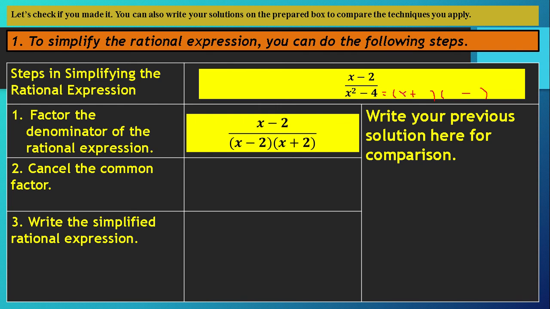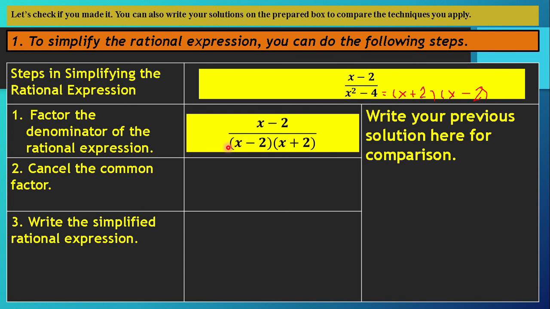So, yun yung mga first terms. Lalagay natin dyan, x and x. Ngayon naman, kunin ulit natin yung square root ng second term na 4. The square root of 4 is positive 2. So, therefore, the factors of x squared minus 4 are the quantity x plus 2 and the quantity x minus 2.